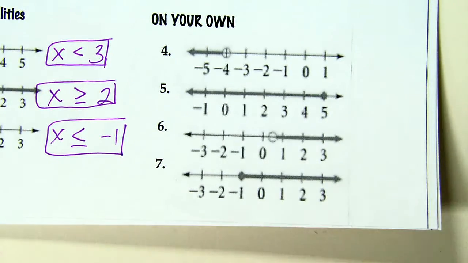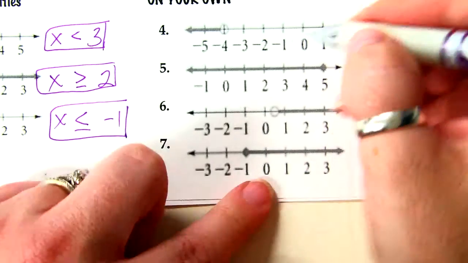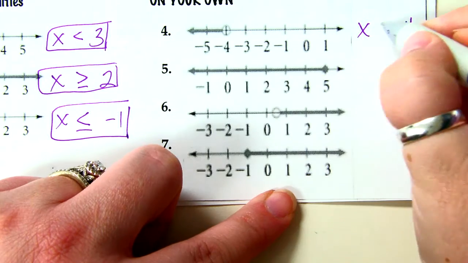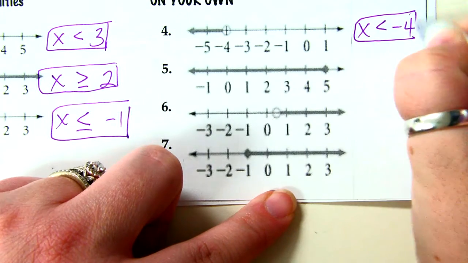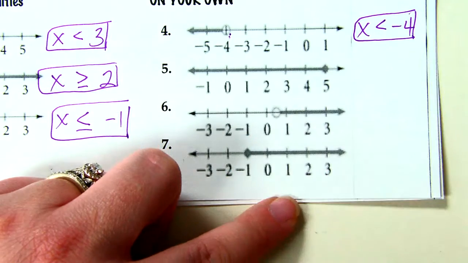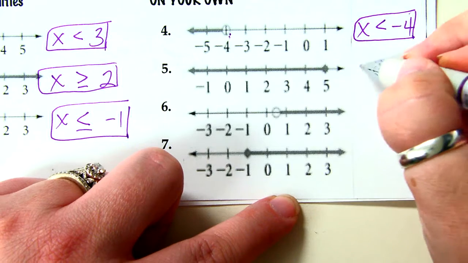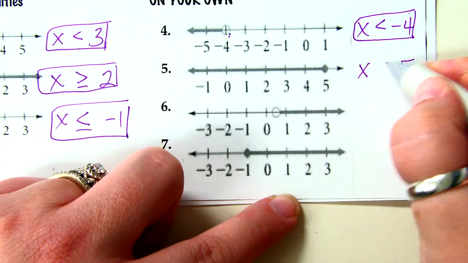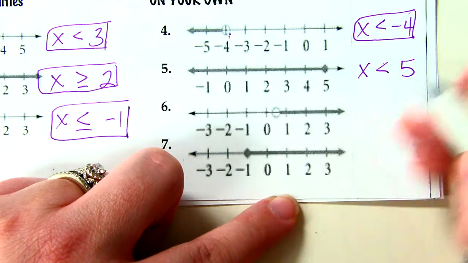So number 4 has x and -4. It's less than and does not have the equal to sign because this is not filled in. Number 5, x and 5. It's less than because it gets smaller and it's filled in, so it's also equal to.